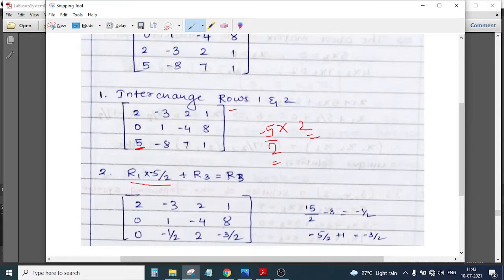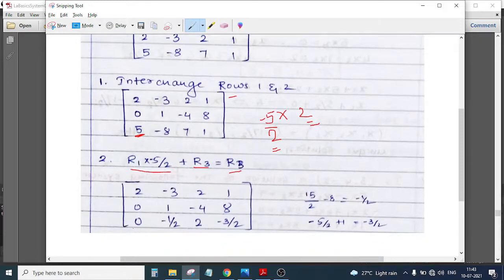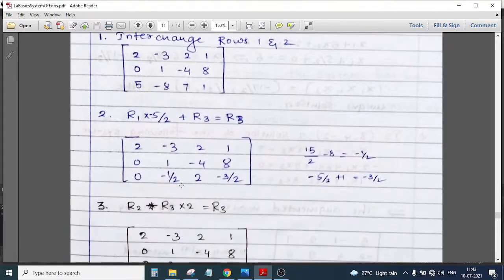Minus is very important, friends, because we will be adding the equations. Okay. So R1 into minus 5 by 2, right? That means the whole R1 equation is multiplied by minus 5 by 2. Okay. So that is done. Next, plus R3, we will be adding with your R3, which gives R3. Once you simplify, you can see here that in equation 3, x1 has been eliminated. Okay. So you will be getting this equation.